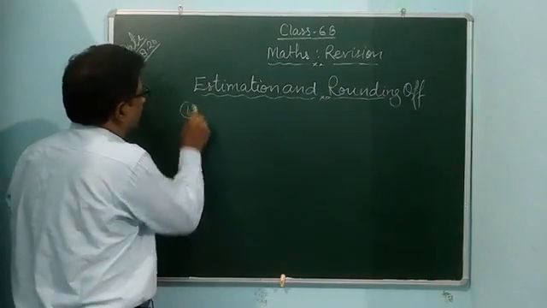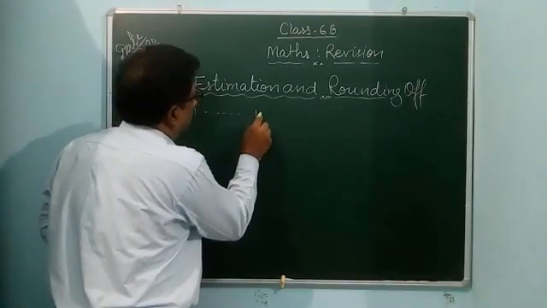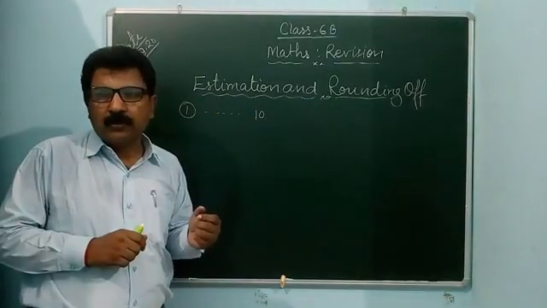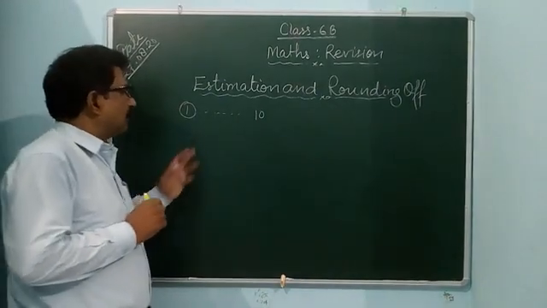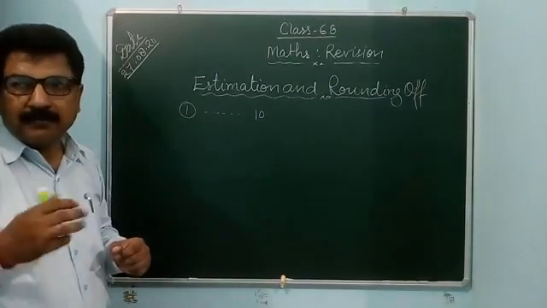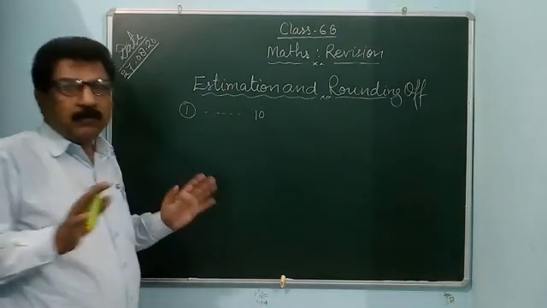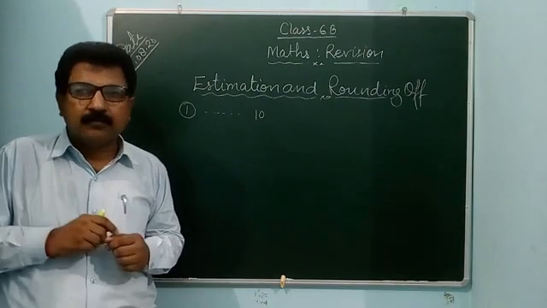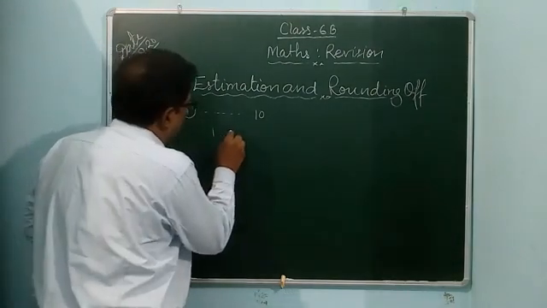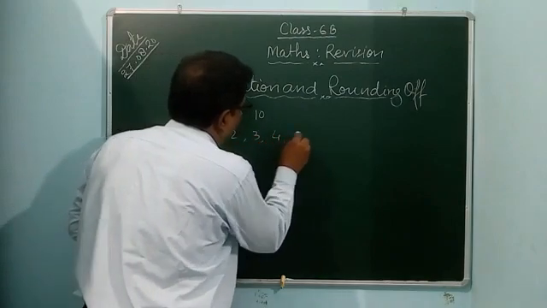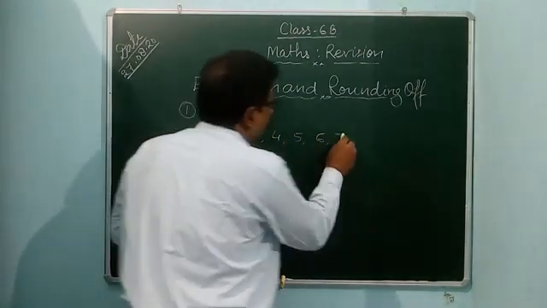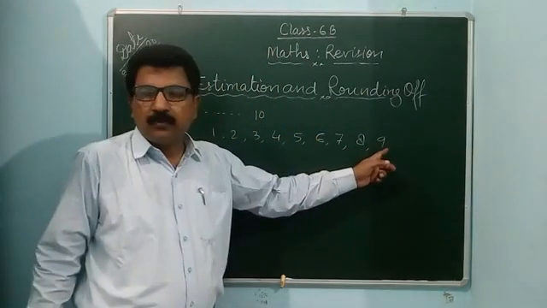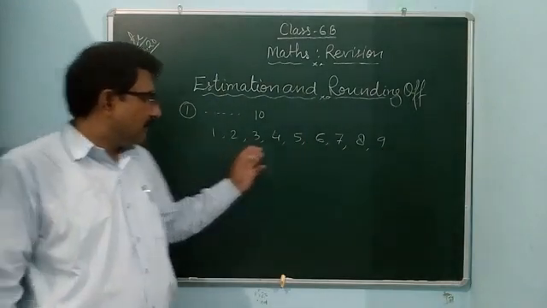First, estimation of the number 10. How can you do it? See, for estimation as tens, if you have a unit number only, meaning 1 to 9: 1, 2, 3, 4, 5, 6, 7, 8, 9. These are the 9 numbers.